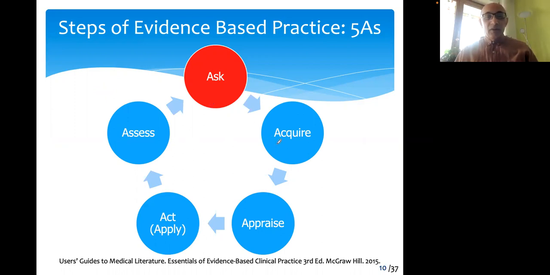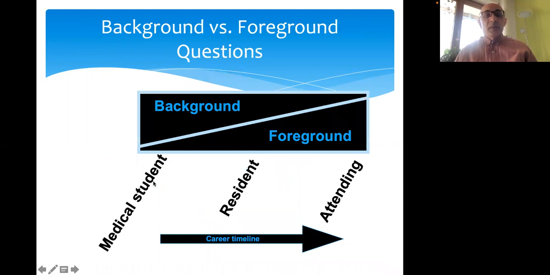And now today we have come to how we acquire the evidence. And this will be followed by appraising the evidence, applying the evidence, and assessing. Then the circle will continue all the way. Asking the questions, you should remember that we have background questions and foreground questions.